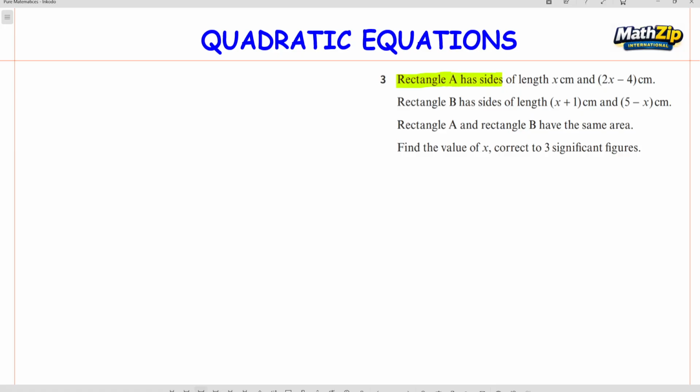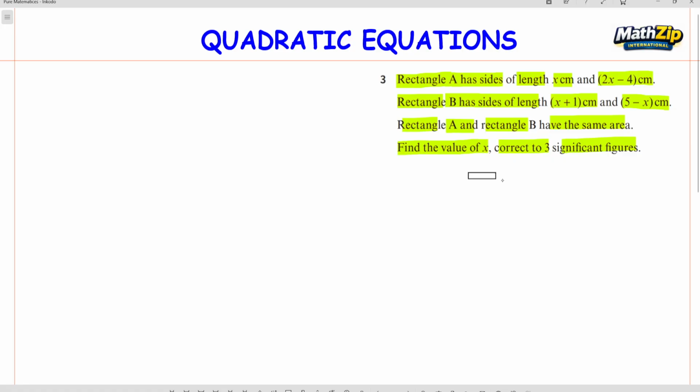Rectangle A has sides of length x centimeters and 2x minus 4 centimeters. Rectangle B has sides of x plus 1 centimeters and 5 minus x centimeters. Rectangles A and B have the same area. Find the value of x, correct to three significant figures.